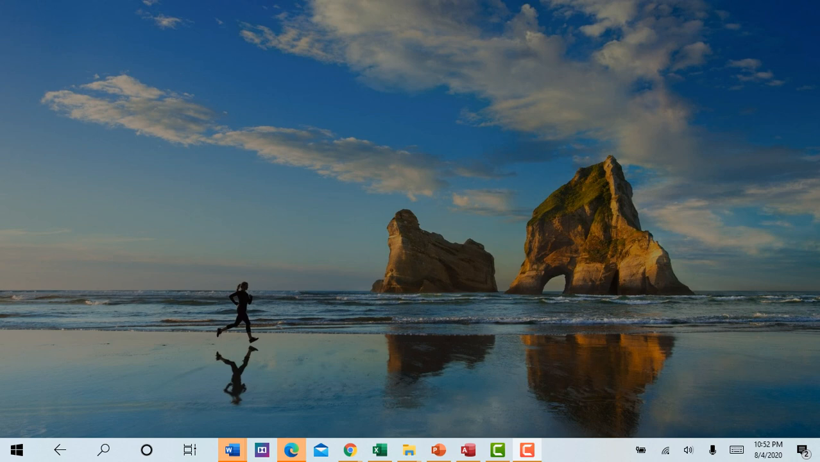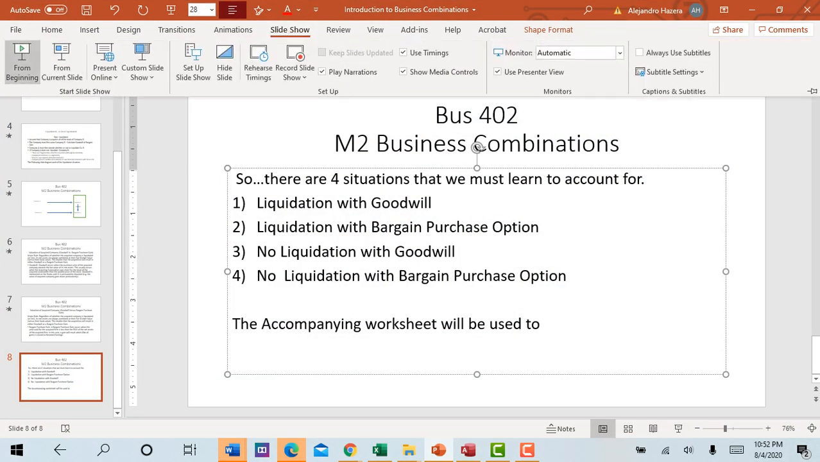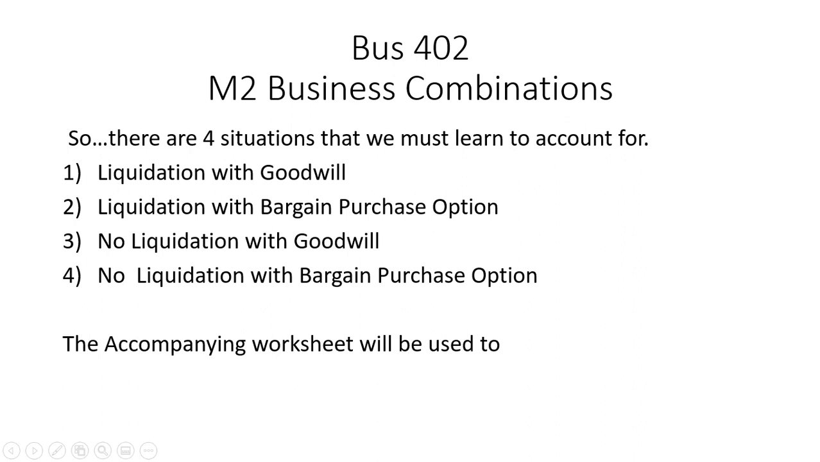This video, I'm just going to very quickly go over the last situations that we had in the slideshow. In the slideshow, I finished last time and I said that there are four situations that we have to consider, and one is a liquidation. You liquidate a business and you result in goodwill. Liquidation with bargain purchase option. No liquidation with goodwill, and no liquidation with bargain purchase option.